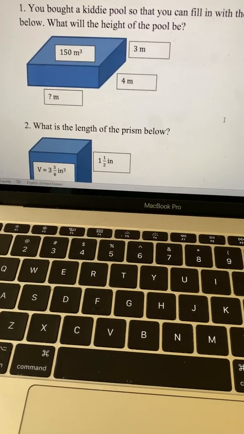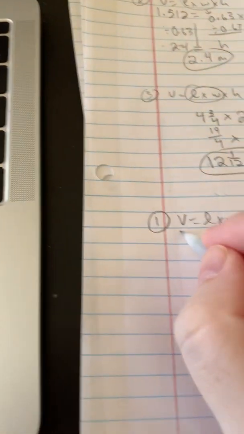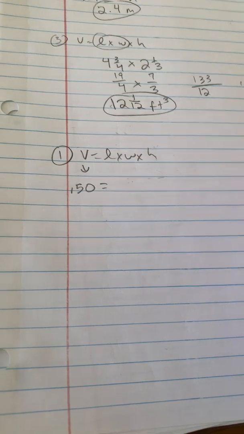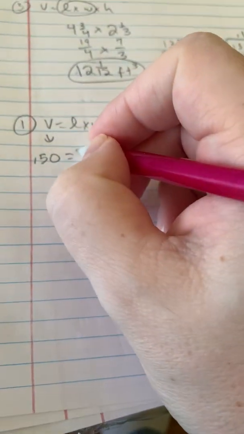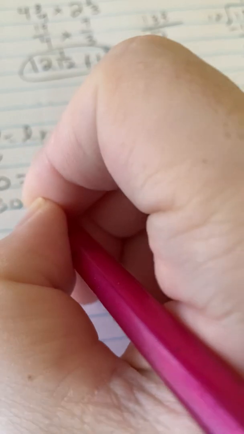Okay, let's look at this first one. Volume equals length times width times height. I know that my volume is 150. Do I know my length or my width or my height? It says we're trying to find the height, which means my length is 4 and my width is 3, and I don't know that height. Okay, it doesn't matter which order we put them in. I then have 150 equals 12 times h.